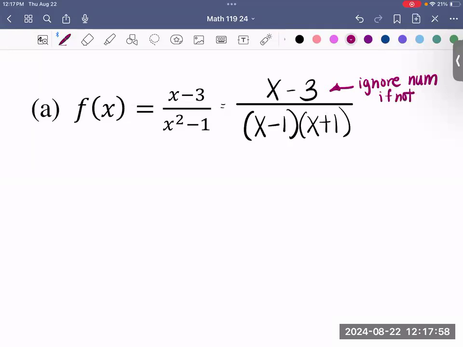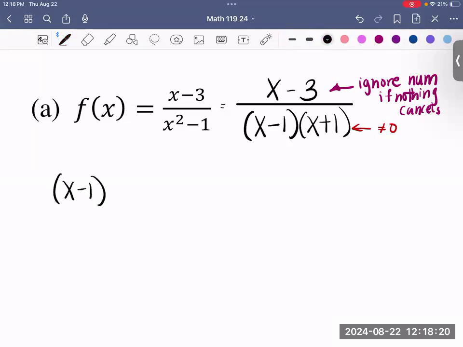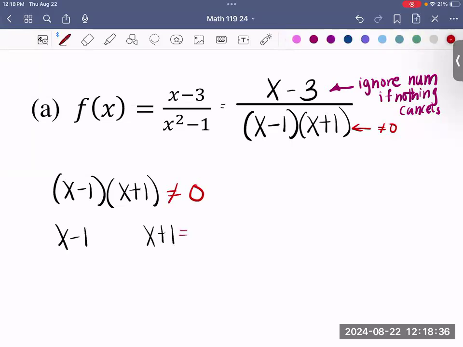if nothing cancels, because the numerator will provide us with your x-intercepts, but it's the denominator that's going to cause an issue. We want to know what values will be a 0. So if we have x minus 1 and x plus 1 set equal to 0, because that's going to cause an issue, then x minus 1 and x plus 1, what will cause a 0?